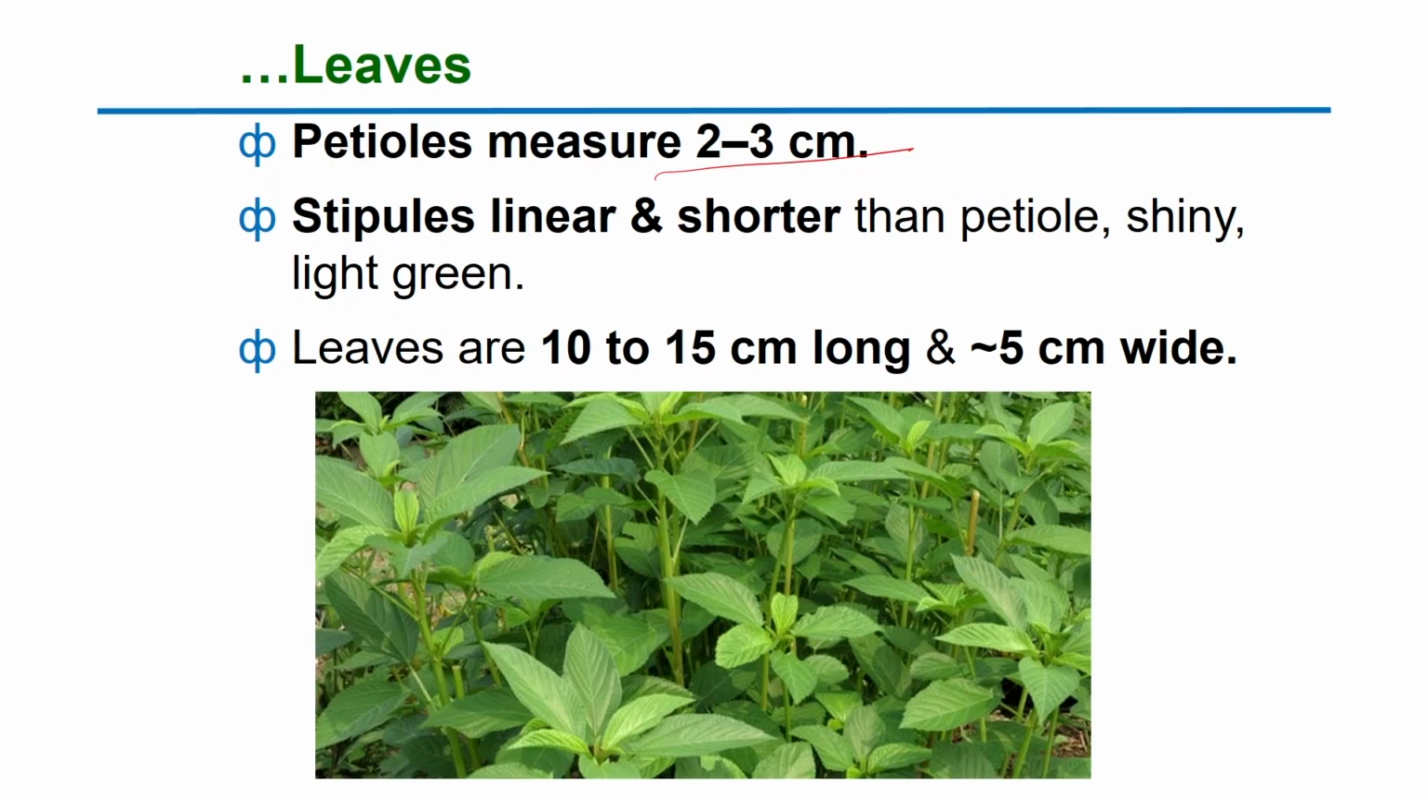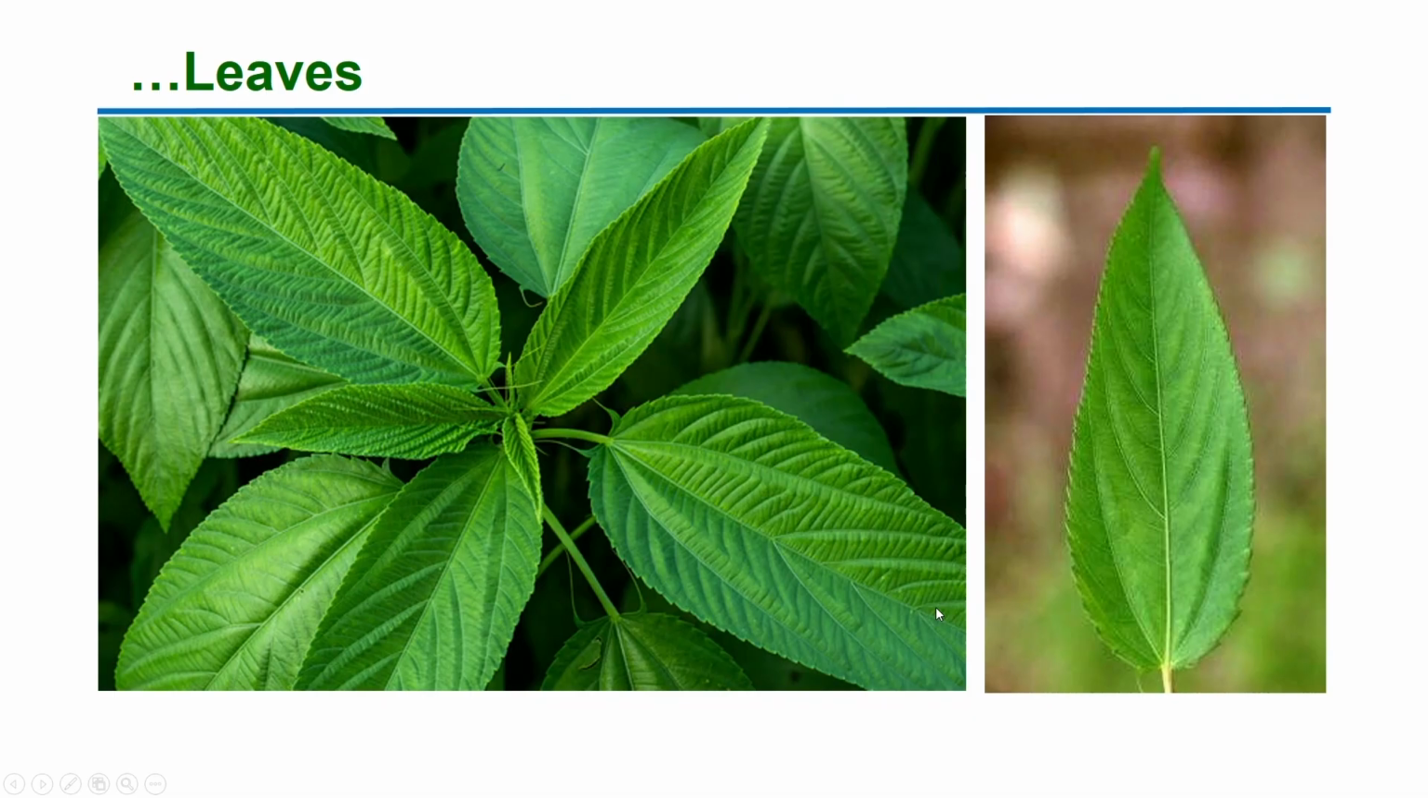Petioles are actually the base of the leaves which attach the leaf to the branch or to the stem. So here you can see this is the petiole part. Stipules are linear, shorter than petiole, shiny and light green. Stipules are actually appendages attached to the leaves. Leaves are 10 to 15 centimeters long and about 5 centimeters wide. So you can see the shape of the leaves in this picture. More clearly you can see, leaves are serrated. On the right side you can see this is serration. This is a serrated leaf.